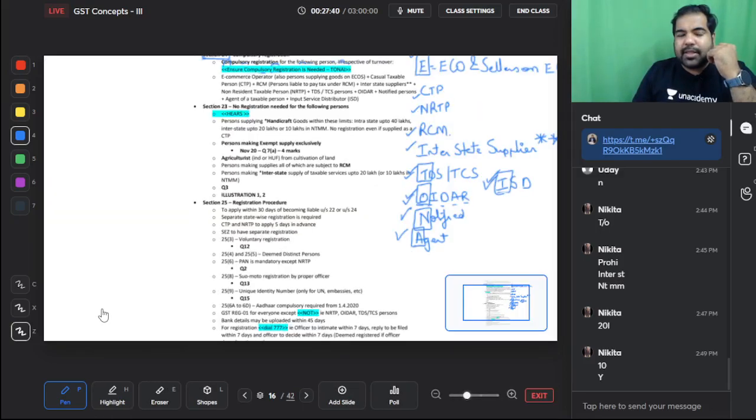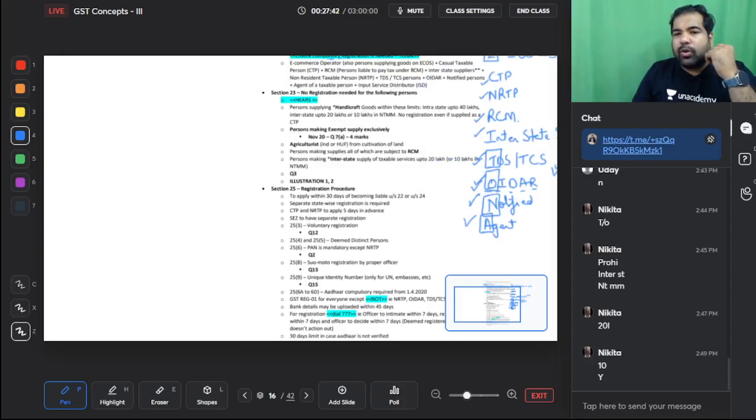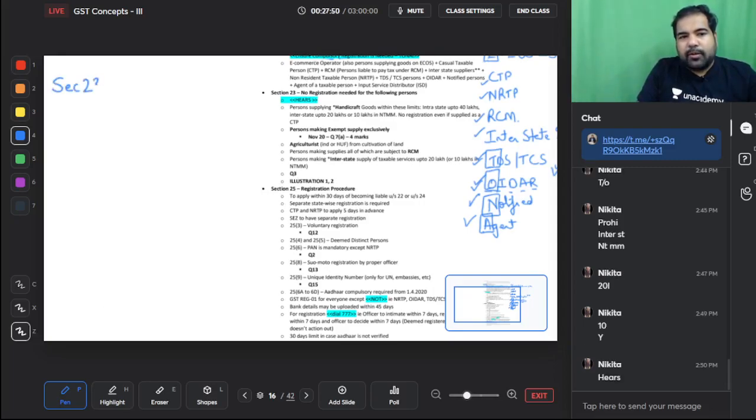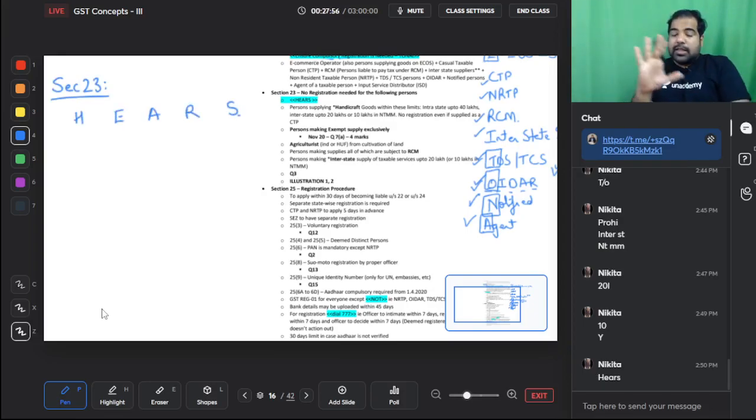But then guys, there were some people who said that, listen, we don't want to register, or we should not have to register. So the government hears them. The shortcut for section 23 is HEARS. These are 5 people who don't want to be registered. So the government says, okay, we will not make you register. Let's check who these HEARS are, how the government hears them.